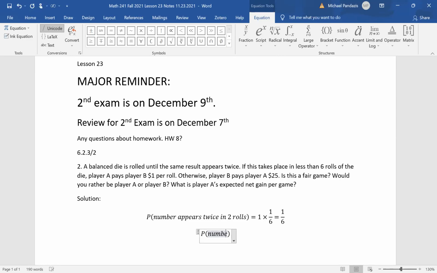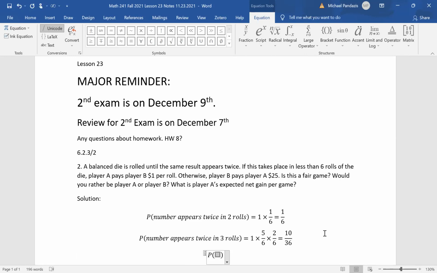Now the probability that a number appears twice in 3 rolls. The first roll could be anything. But then the second roll can't be the same as the first, so there's a 5/6 chance of that happening. It's any 5 of the 6 that were different from the first. Now the third roll can be the same as either of the first 2 different rolls, so that's 2/6. If you multiply those, you get 10/36. That's the probability that the same number appears twice in 3 rolls.